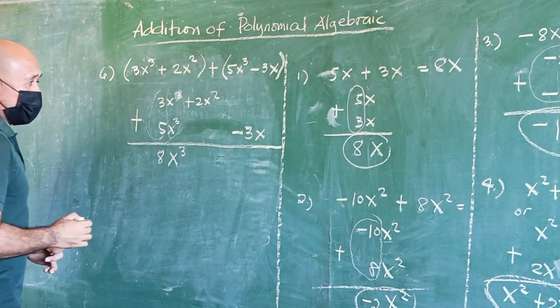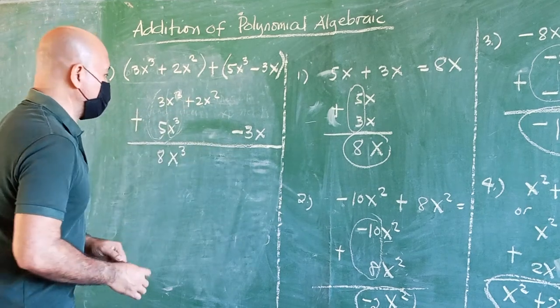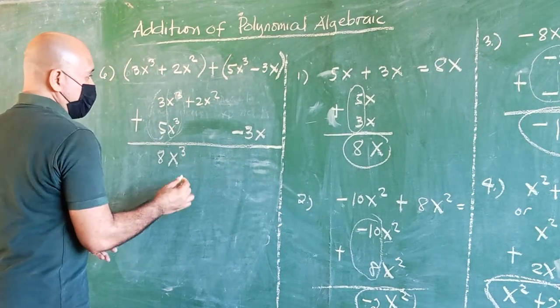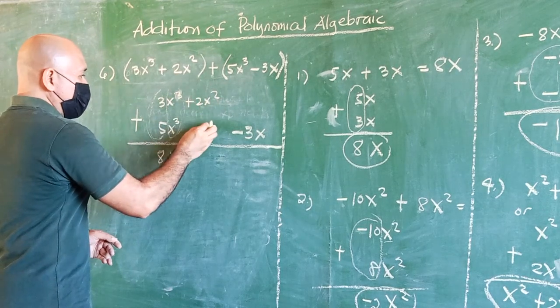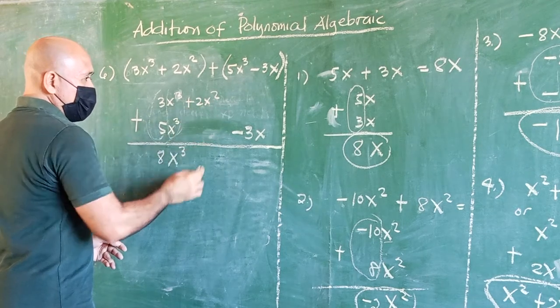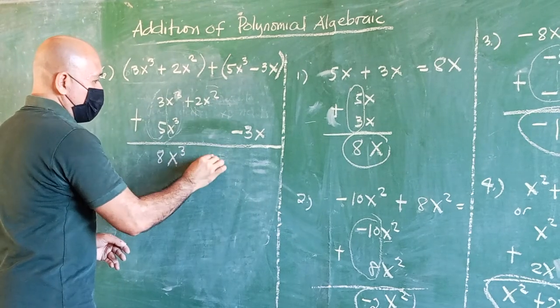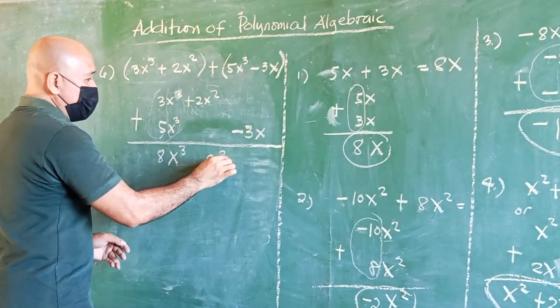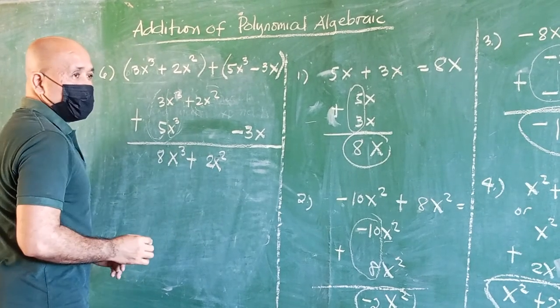Okay, then what should you do with this 2x squared and minus 3x? For this part, since 2x squared doesn't have any term below it that can be added to it, what you should do is just bring down this one directly and then copy the operation, that is plus.